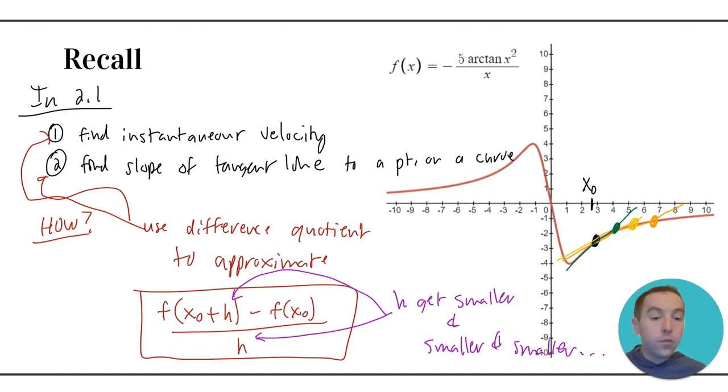So this idea, this notion of h getting smaller and smaller, or making our points get closer and closer to x sub 0, is really describing an aspect of functions that we describe as limits, or the limiting behavior of a function near a particular point. And that's what we want to start to really dig into here today.